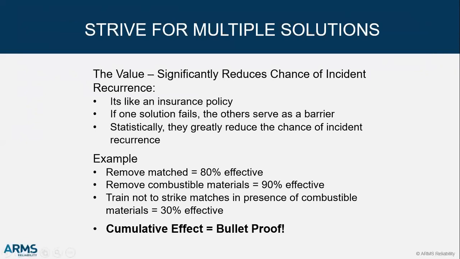We also want to strive for multiple solutions. The value, they're going to significantly reduce the chance of that incident recurring. It's very much like an insurance policy. If one solution fails, the others are going to still serve as a barrier to prevent the recurrence. So statistically, you can see they're going to greatly reduce that chance of incident recurrence. Does that mean the fire will never happen again? No, but it will mean it's not going to happen this way again.